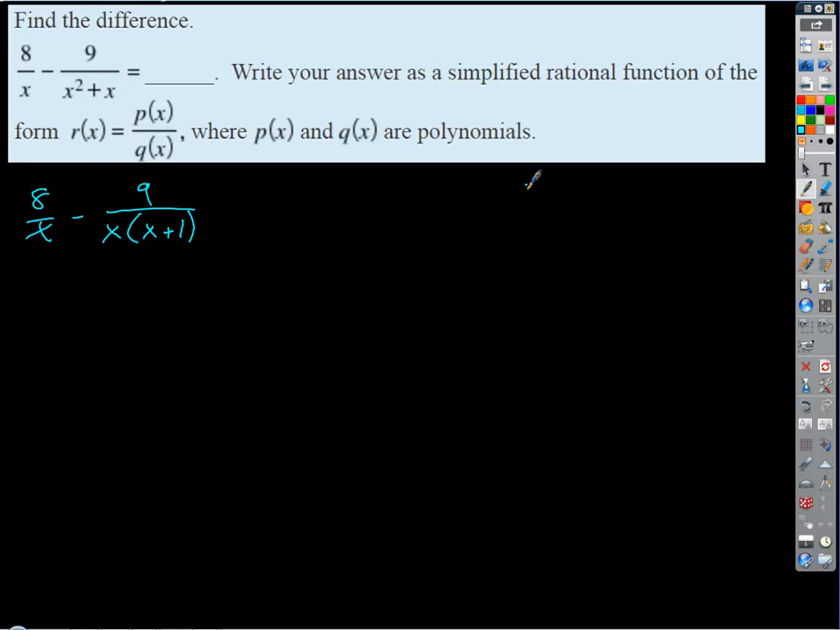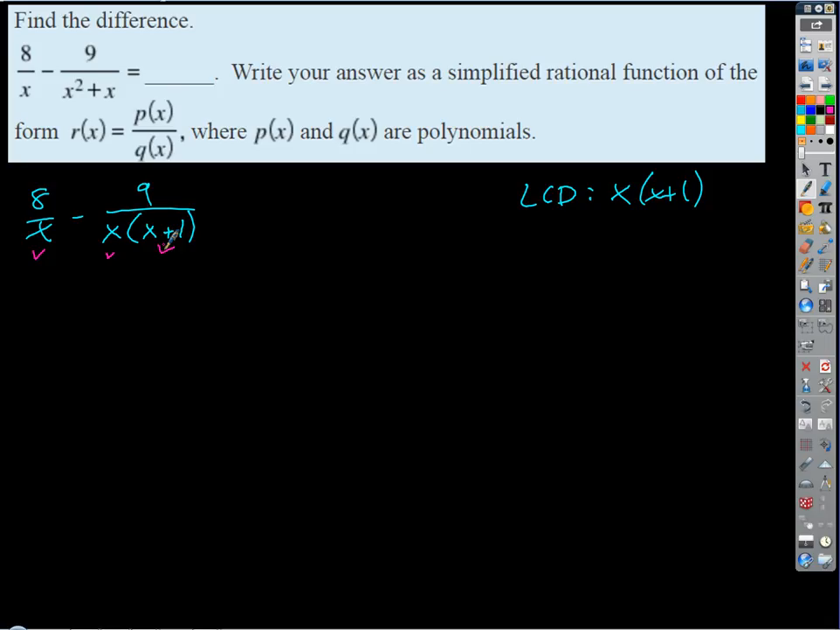What's my LCD going to be then? X times x plus 1, right? How come? Well, the x takes care of that and that, right? And the x plus 1 takes care of that. We have to find the smallest product of factors that's going to include an x as a factor. That's what this fraction needs. This fraction needs it to include an x and an x plus 1. Well, that does the job, doesn't it?